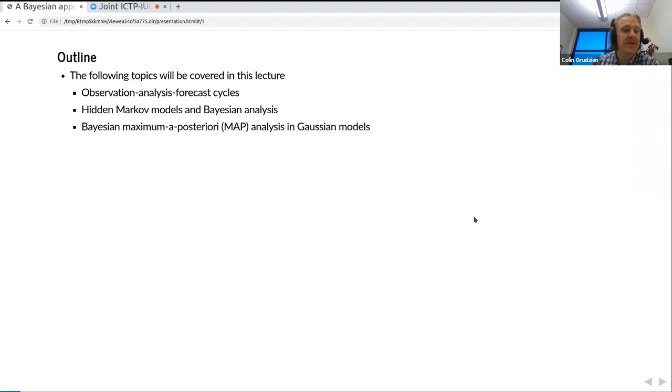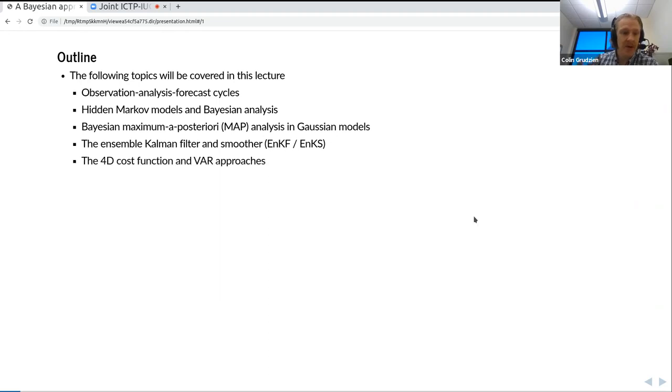Subsequently, we'll take a look at the Bayesian maximum a posteriori, or MAP, formalism, particularly with the Gaussian error model analysis, where two widely used and widely understood schemes that can be fit into this type of analysis are the ensemble Kalman filter and the ensemble Kalman smoother. That will close out part one.